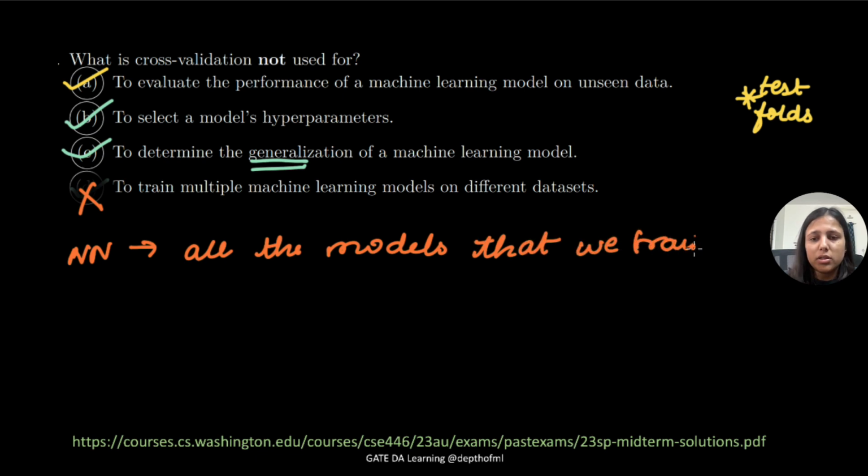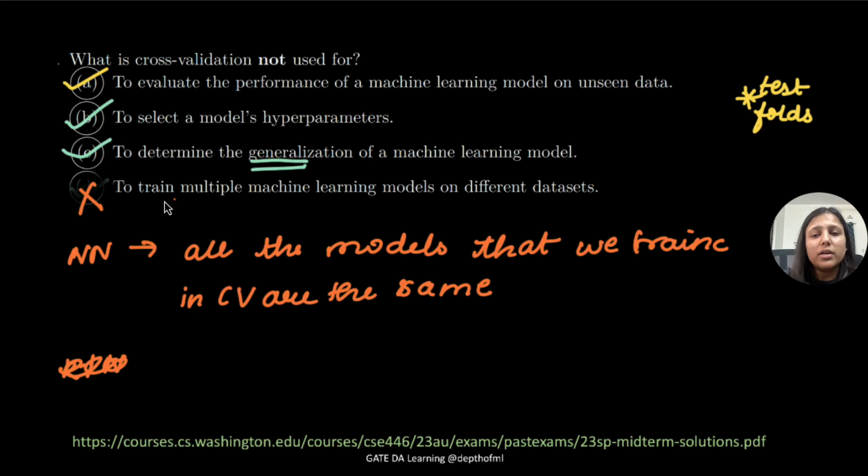It is not like for one model you use a neural network, or KNN in one, or some other model in another. It's not like that. You don't train multiple types of models, you just train one type of model. So this particular statement is not correct, and this is the answer, because they are asking what cross validation is not used for. It's not used for training multiple machine learning models. When they say multiple machine learning models, they mean different types of machine learning models. That's not true.